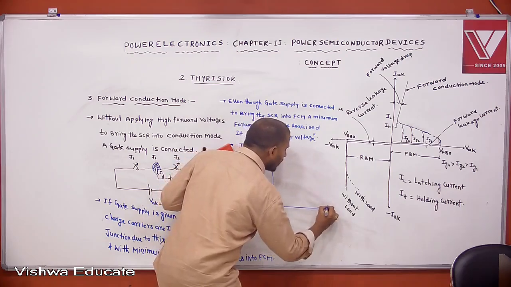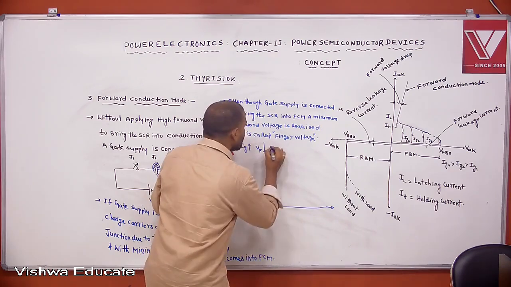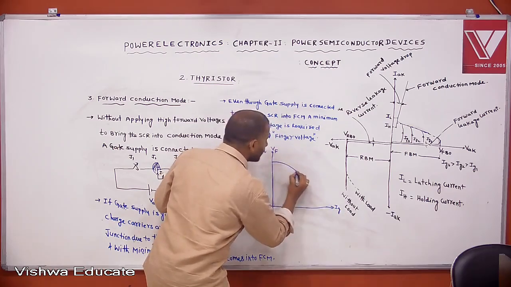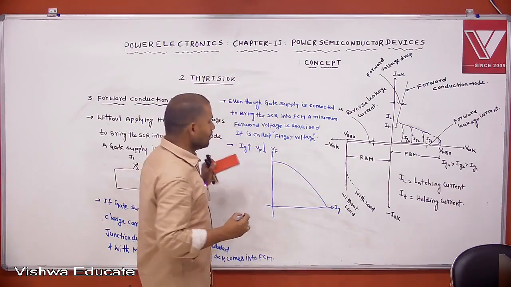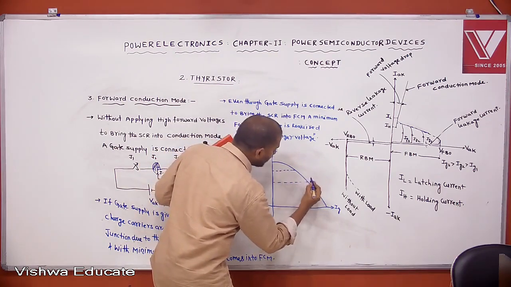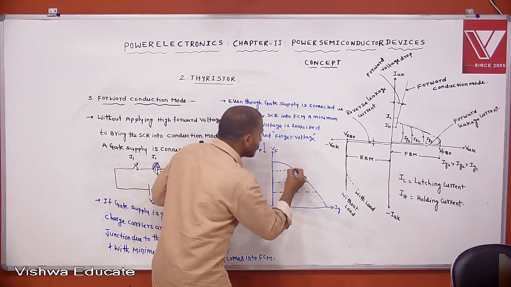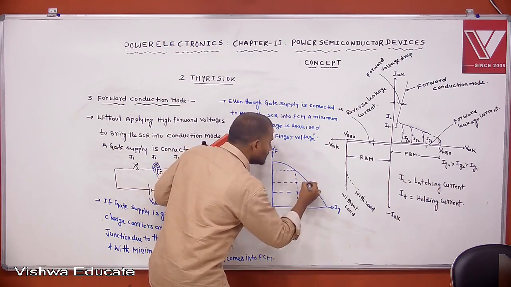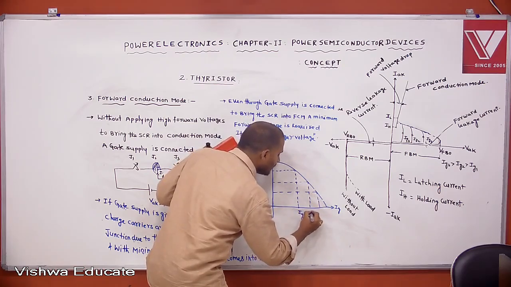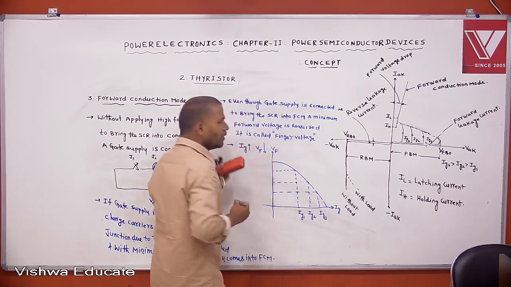Then if you draw the characteristics between gate current and forward voltage, you get the characteristics like this. This is forward voltage and this is gate current. This is the forward voltage required for IC1 current, this for IC2, and this for IC3. Let these currents be IC1, IC2 and IC3. As the gate current increases, less forward voltage is required.